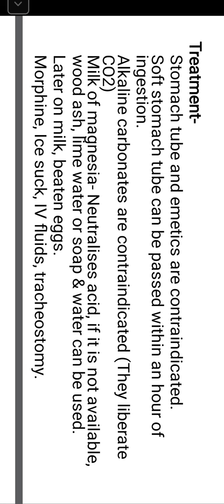Go for alkalis, then morphine to relieve the pain, ice suck for dehydration, IV fluids for shock, and tracheostomy if there is laryngeal edema and the patient is having difficulty in breathing. You can go for artificial respiration, because you cannot put the endotracheal tube from the mouth. So you have to go for tracheostomy. A small incision is to be made on the anterior part, just below the larynx, at the upper cartilage of the trachea, and you can put the tube through that and go for artificial respiration.